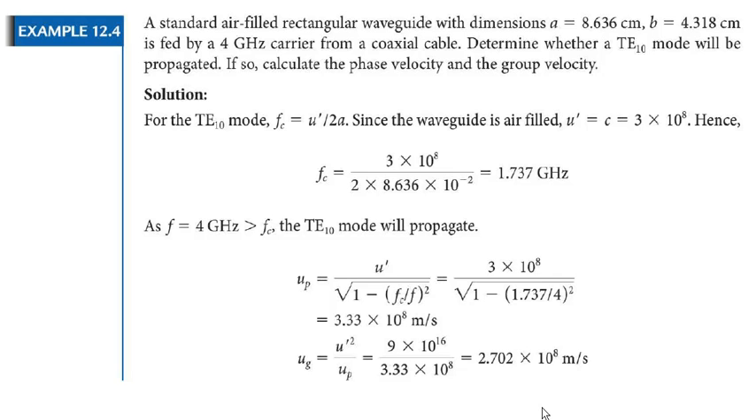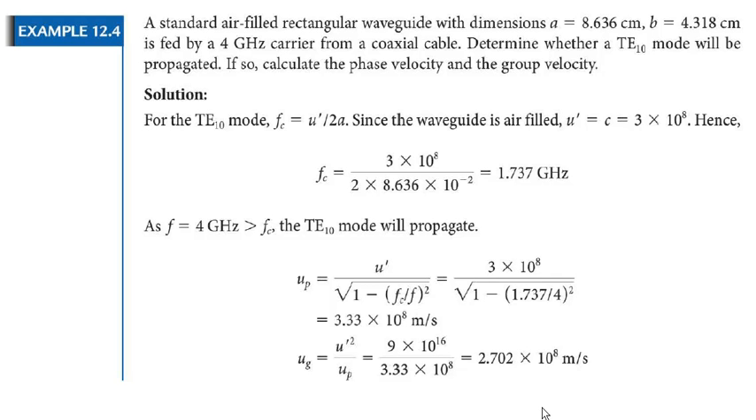Any wave whose frequency is greater than this cutoff frequency will propagate. Our given frequency is 4 gigahertz, so obviously it will propagate. So we can say that the TE10 mode will propagate. Then we need to find the phase velocity. If it is propagating, then we need to find the phase velocity and group velocity.